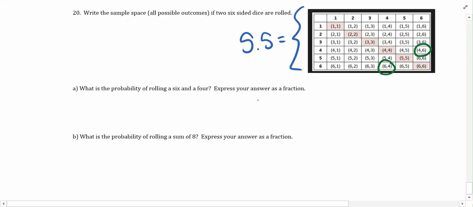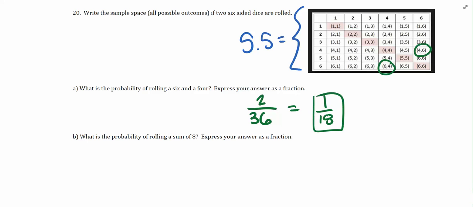Either way, the probability is all the ways that it could happen, which would be 2, out of all the total ways possible, 36. So that gives me my 2 out of 36 or my 1 out of 18, I think is what I put in the answers right there. All right, so then part B is asking, what's the probability of rolling a sum equal to 8? Express your answer as a fraction.